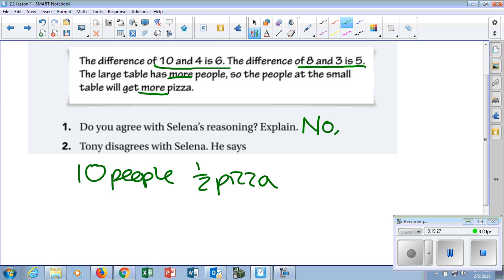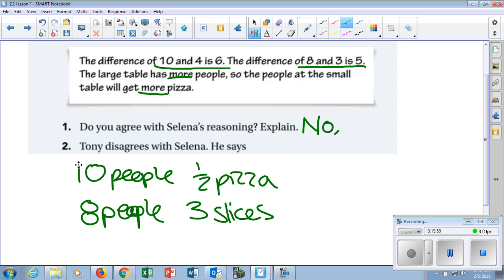Well, if they wanted to have the same amount of pizza as the 10 people, they'd have to split 4. So if those 8 people want to get the same amount of pizza as that large table, they would get how many slices? About what Zane said? What did you say? Roughly three slices for that small pizza? About roughly 3 slices. So, when he says that large table has more people, yes, they do.